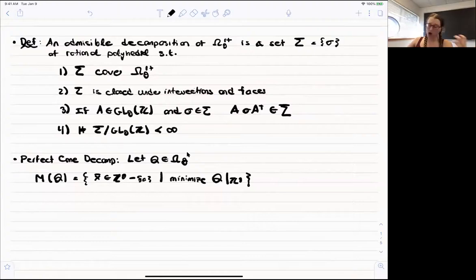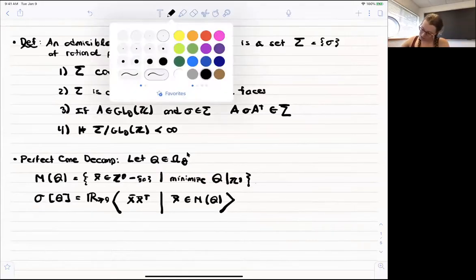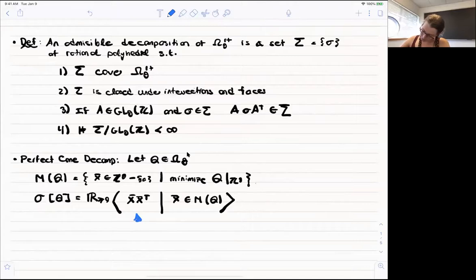I then need to make a cone. So I let sigma of Q be the cone whose rays are all of the form x x transpose, where x is in the set M of Q. So I found the integer vectors of shortest length, and now I'm creating rank 1 matrices out of those vectors by doing x x transpose. So, right, this is going to be a rank 1 quadratic form.